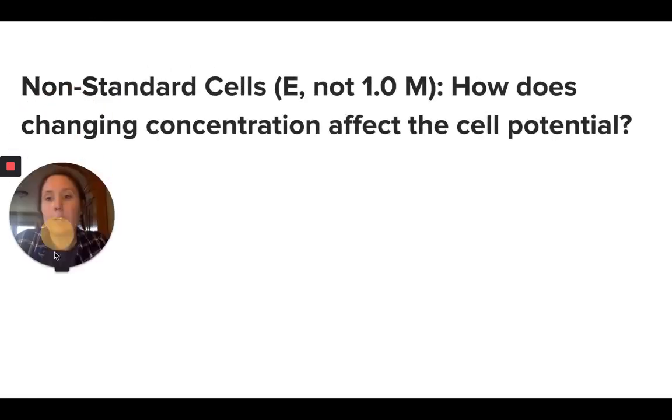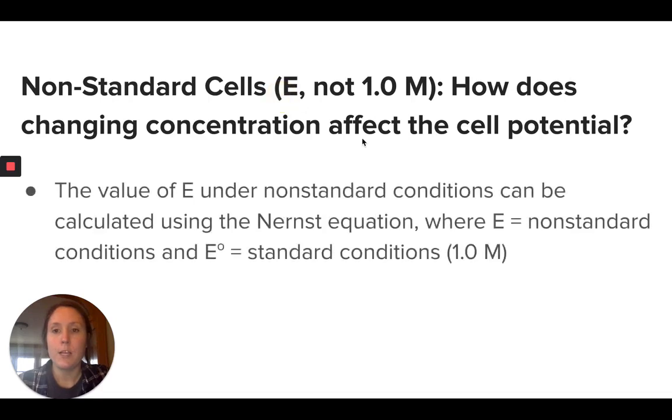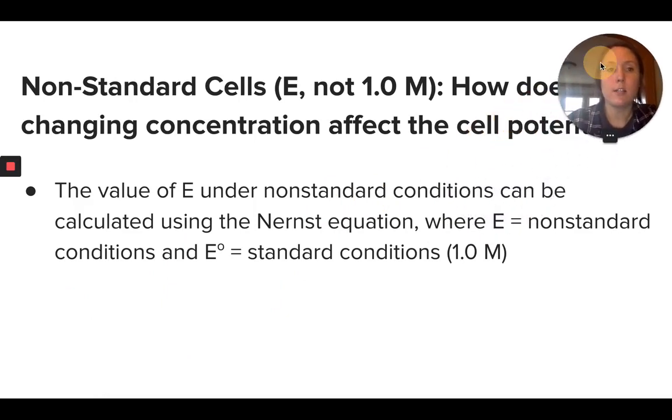So now we're going to look at non-standard cells. So E with no degree symbol, where it's not 1 molar, and looking at how does changing concentration affect that cell potential. So the value of E under non-standard conditions can be calculated using an equation called the Nernst equation, where E is equal to non-standard conditions and E with the degree symbol is equal to standard conditions, or 1 molar.